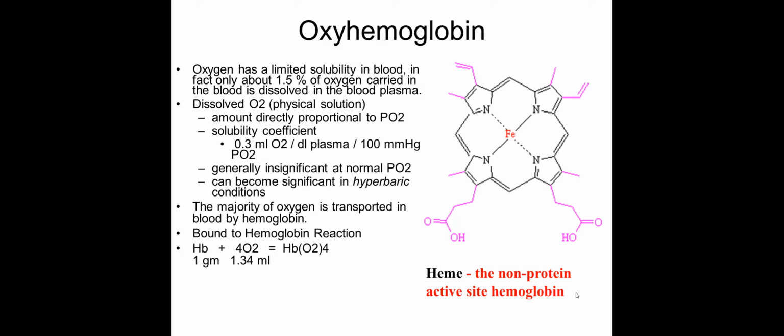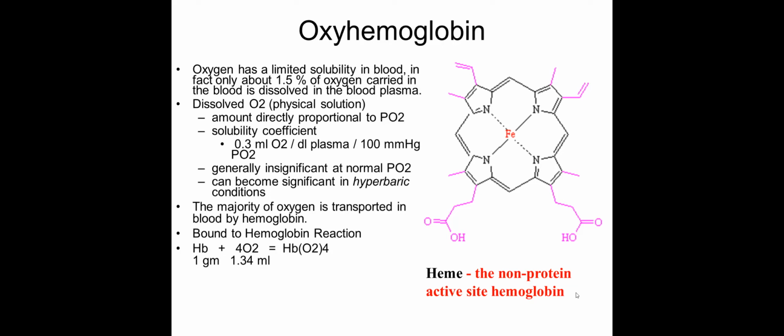Now, as we've mentioned before, the majority of oxygen is transported in blood by hemoglobin. And it's bound to hemoglobin by the reaction of hemoglobin plus 4 oxygen molecules is equal to HbO2, oxyhemoglobin. And this is 1 gram of hemoglobin per 1.34 mL of oxygen.